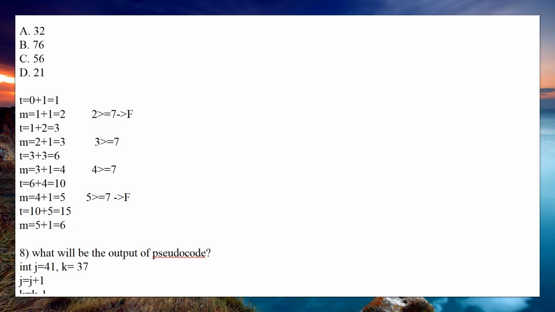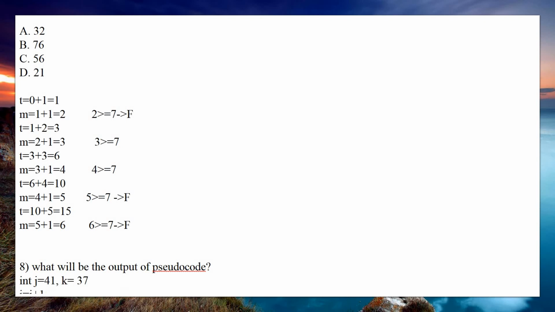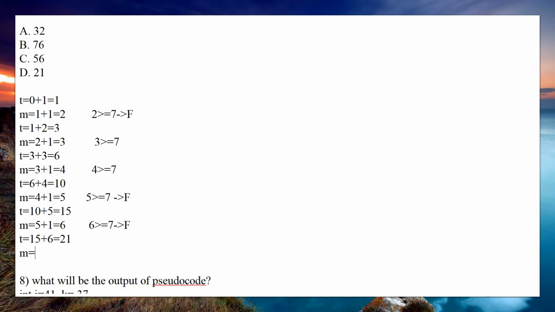So again you are going to check whether 6 is greater than or equal to 7. So condition becomes false. So in the next step you are going to do t is equal to t plus m, that is 15 plus 6, which will be equal to 21, and m is equal to m plus 1. What is m, 6 plus 1, which will be equal to 7.